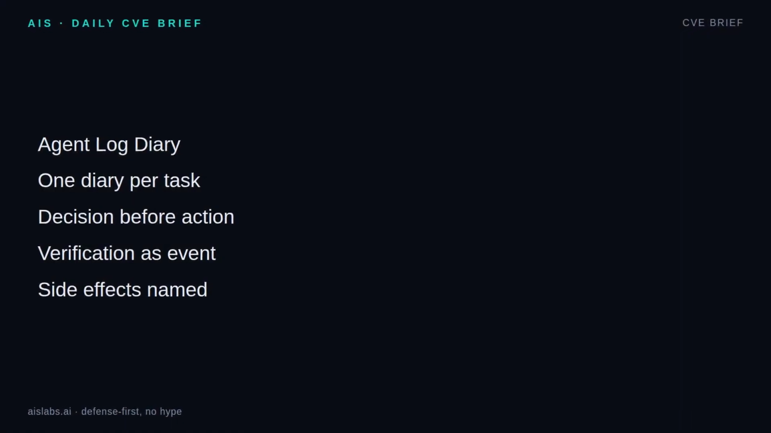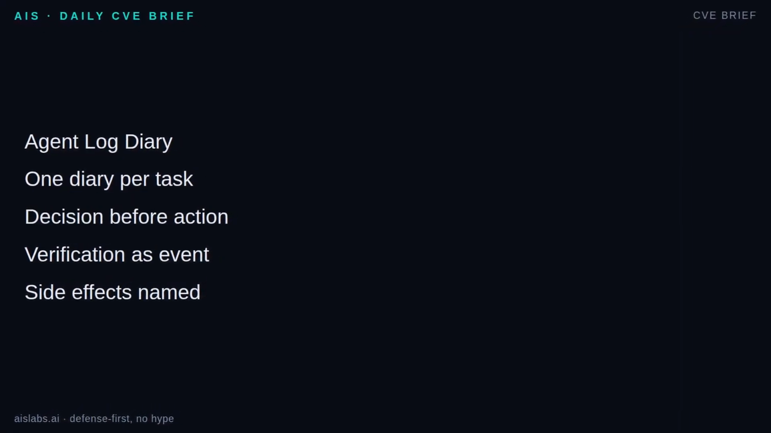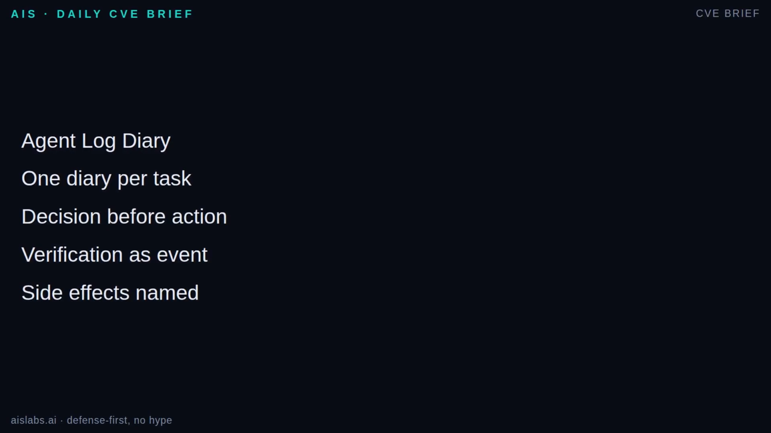The pattern is simple. Every task gets a structured diary. Not a poetic transcript, not a giant token dump. A sequence of events with stable identifiers. Each event says what happened, what the loop decided, what evidence it used, and what changed outside the loop.